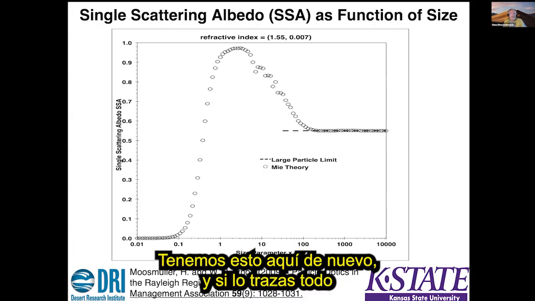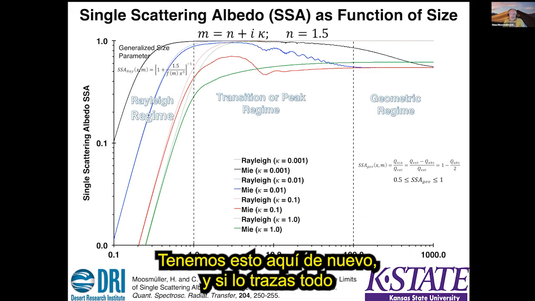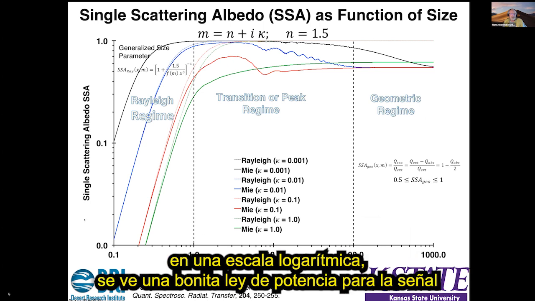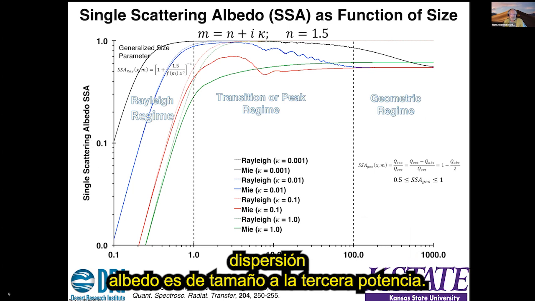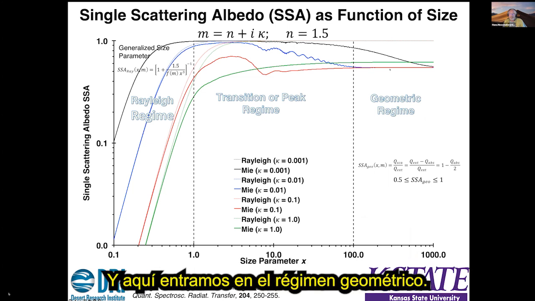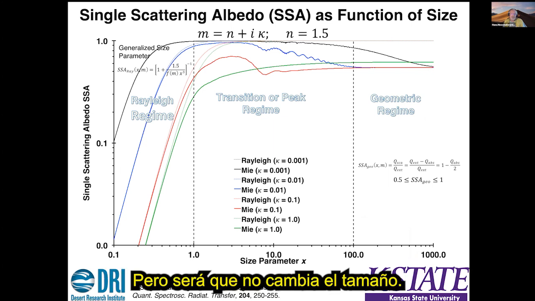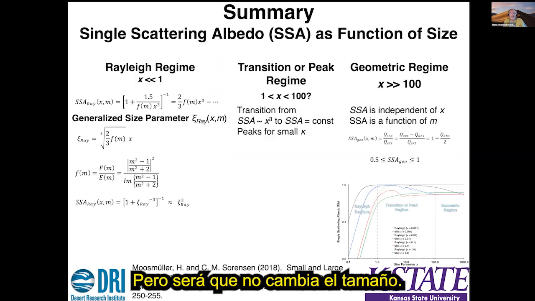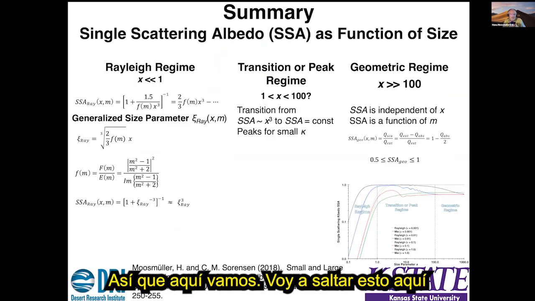Here we got this here again. And if you plot the whole thing on a log-log scale, you see nice power laws for single scattering albedo with a size to the third power. Then you get oscillations, and here we go into the geometric regime where the albedo doesn't change with size. So here we go. I'm going to skip this here.